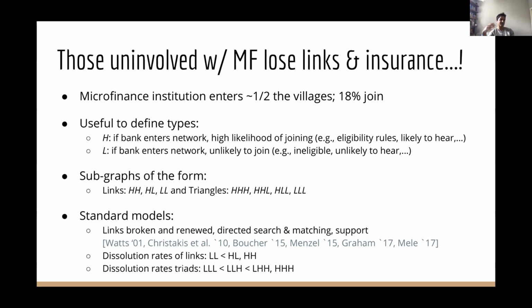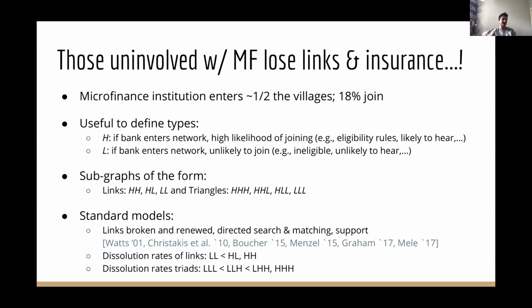A low type is if a bank entered your network, you're unlikely to join. You're not eligible, you don't have a daughter in some age set or whatever, okay? So we can look at subgraphs of any type, but it's useful to look at links and triangles. Links are between high-high, high-low, low-low. Triangles are all combinations of triples, right? They matter when you write down theory of cooperation and stuff like this.